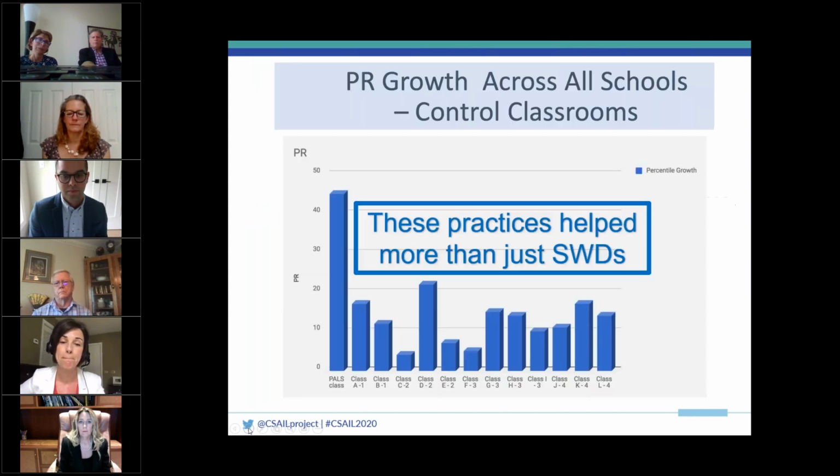Next slide. These practices help more than just kids with disabilities. This is across my entire district when I was a district coordinator. This is the percentile growth in all math classes. You can see we hovered a little bit above 10. The PALS classroom is on the far left, and you can see it's at 45. This is all students, not just students with disabilities. Next slide.